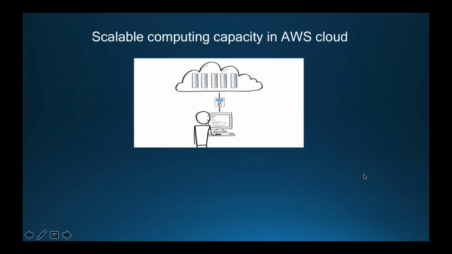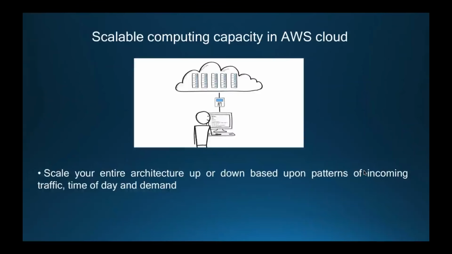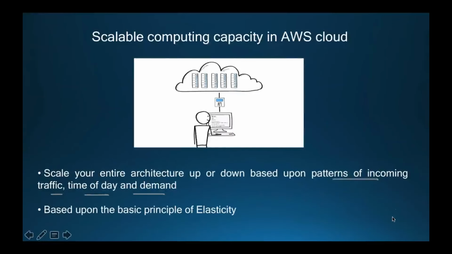EC2, or Elastic Compute Cloud, provides scalable computing capacity in the AWS Cloud. You can scale your entire architecture up or down based upon the patterns of the incoming traffic, time of day, and demand. Now this is based upon the principle of elasticity. This is a very important point, please make a note of it. In the interviews, it is asked, elasticity, what is that?